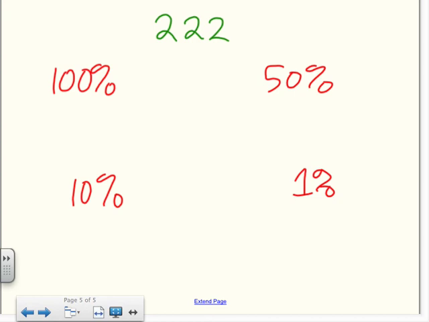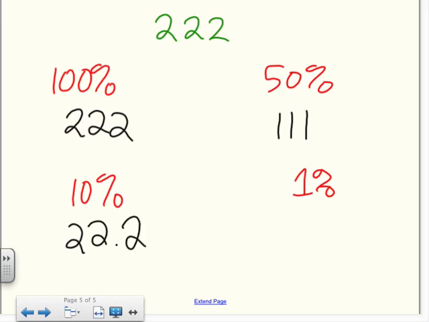All right, so 100%. I hope we all got that, the whole number. 50%, half of it. So half of it would be 111. 10%, we slide the decimal point once, so that'd be 22.2. And 1%, we slide it twice, so that'd be 2.22. All right, that's converting between fractions, decimals, and percent.